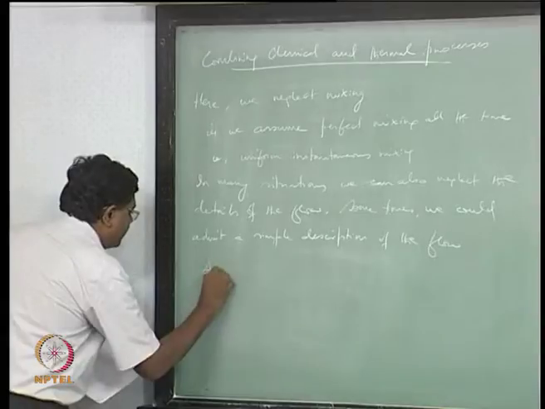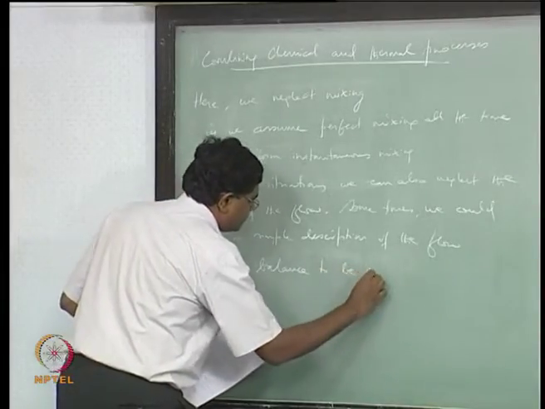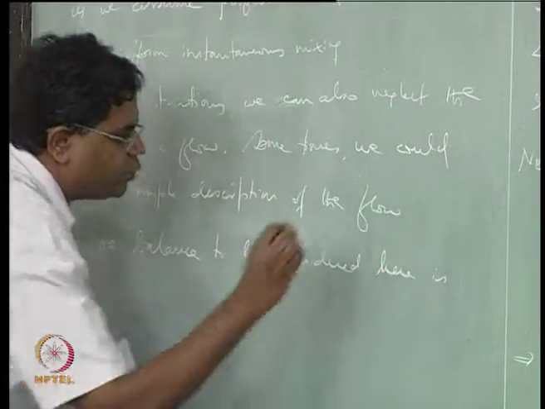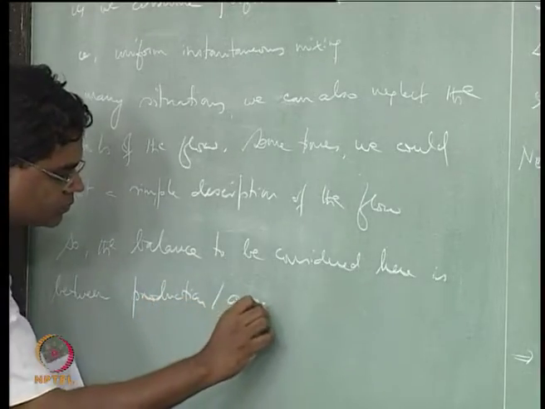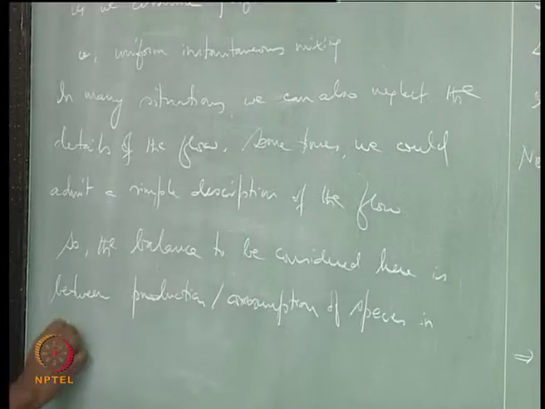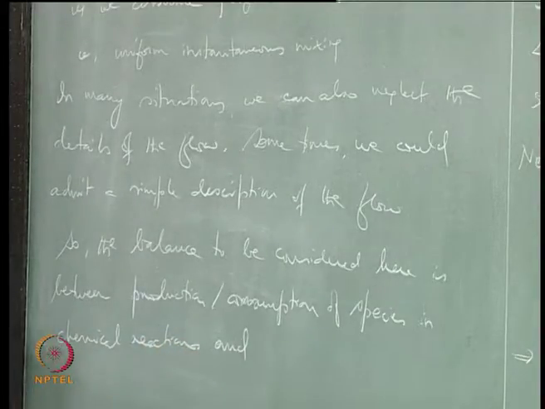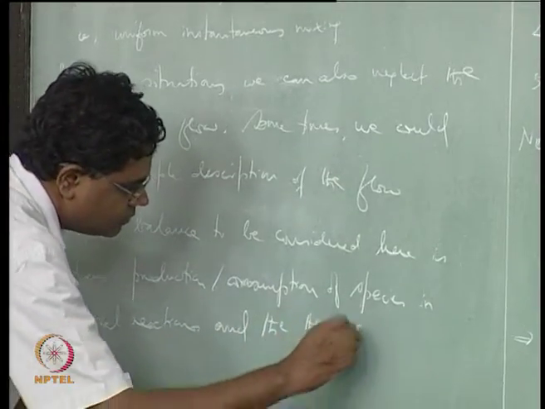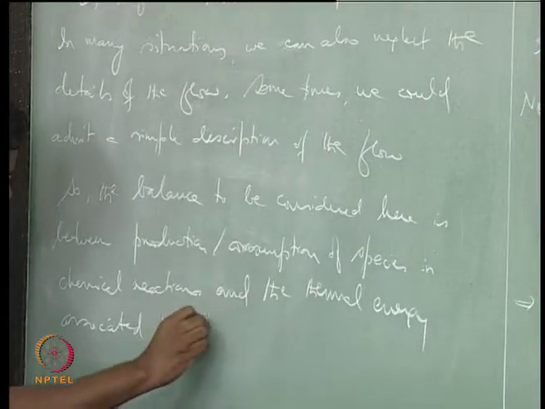So the balance to be considered here is between production or consumption of species in chemical reactions and the thermal energy associated with it.